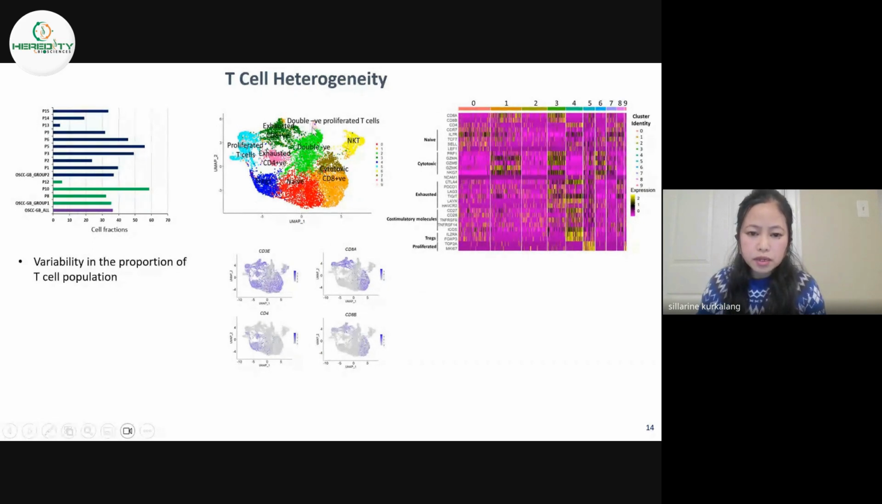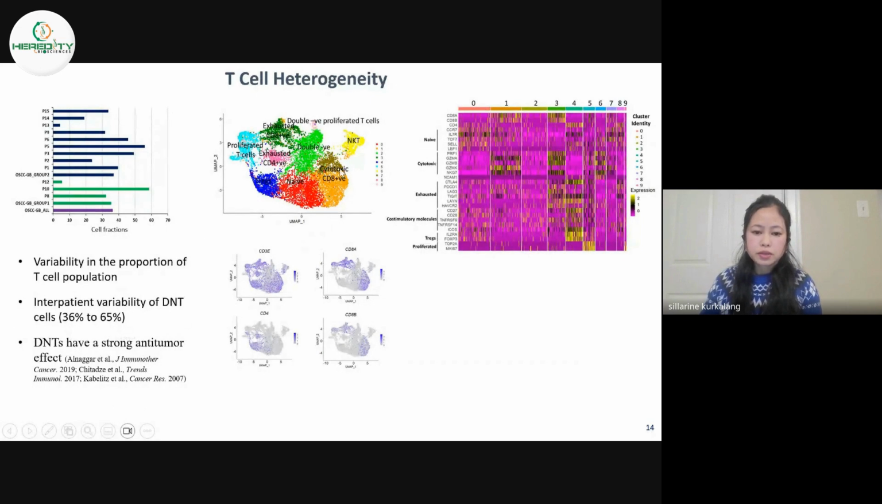And there are particular clusters, as you can see, these light green clusters and the small pink cluster. These clusters are neither CD8 nor CD4 T cells. So they are CD8 negative, CD4 negative, also known as double negative T cells. We observe a higher proportion of these T cells, around 36 to 65% double negative T cells. And these double negative T cells are reported to play an important role in tumors, where they have a strong anti-tumor effect. These T cells are involved in enhancing the anti-tumor immune response.